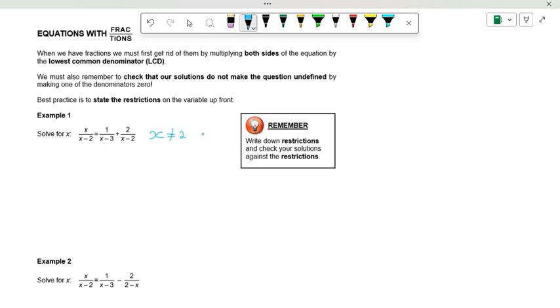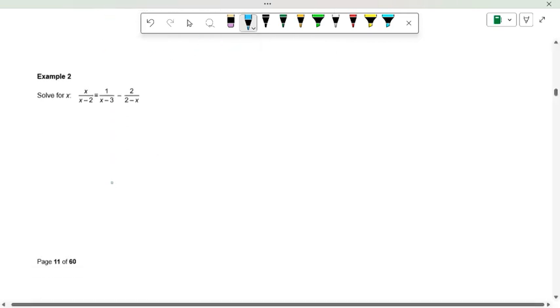In this question, x is not allowed to equal 2 and x is not allowed to equal 3. So we basically proceed with this. We get rid of the fractions straight away by multiplying through by the lowest common denominator. Once we've got our solutions, we just check that neither of them is one of these, and if they are, then we need to discard those. Just look before you leap.